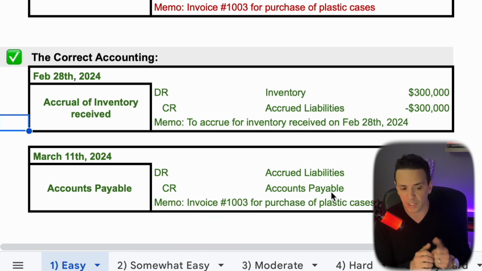Okay, so this was an easy one. Let's move on to somewhat easy, which is number 2 on our list.